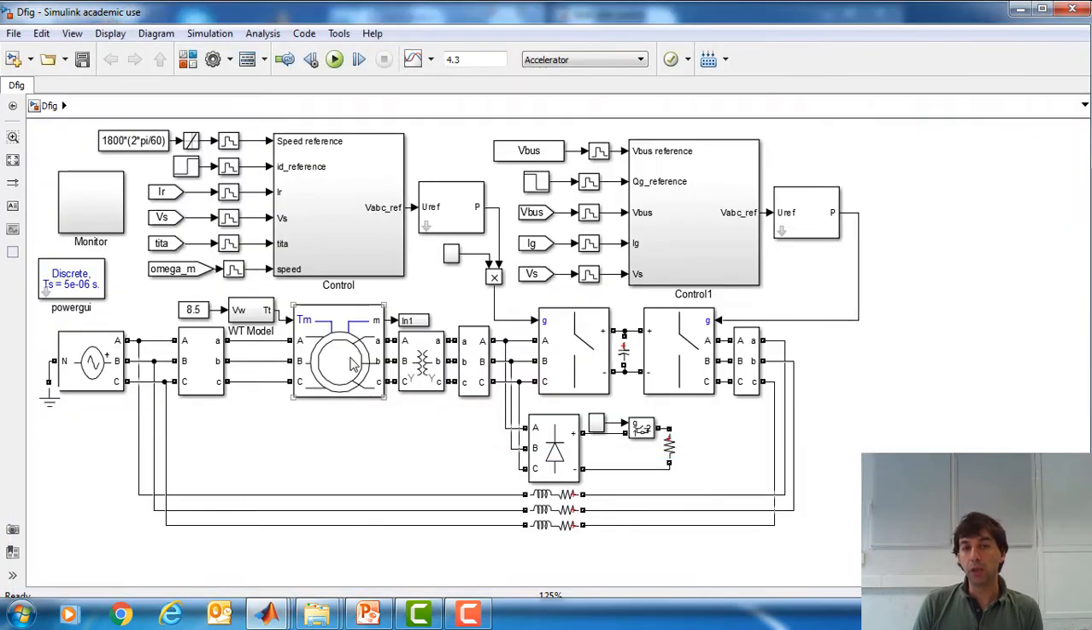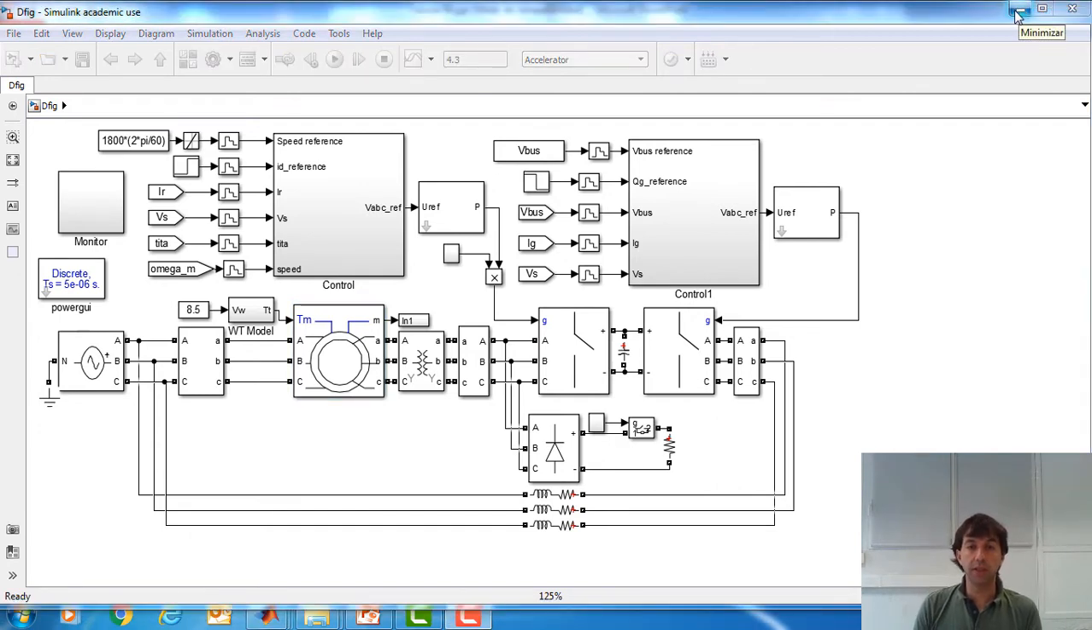The idea is simple. What we are going to do is develop a doubly fed induction generator model of our own, based on the analytical equations and the analytical model of this machine. We are going to substitute this machine model provided by the SimPowerSystems library, and we are going to develop our own generator model.